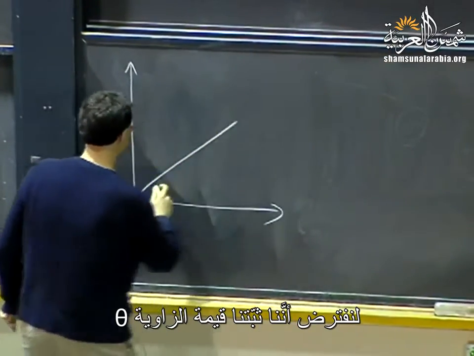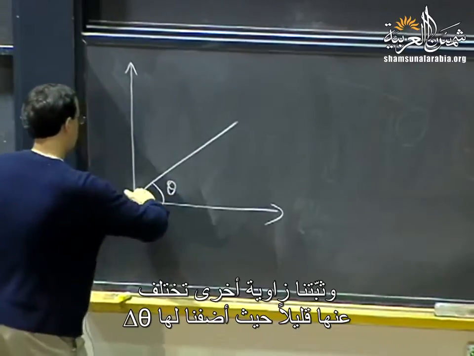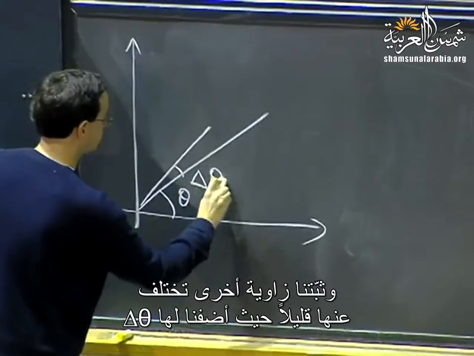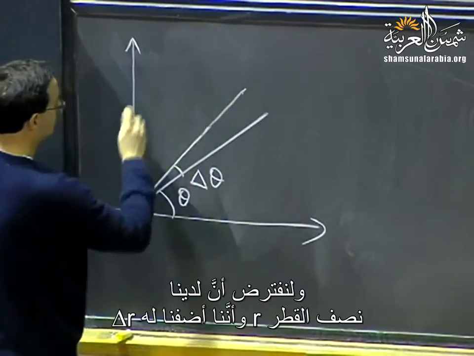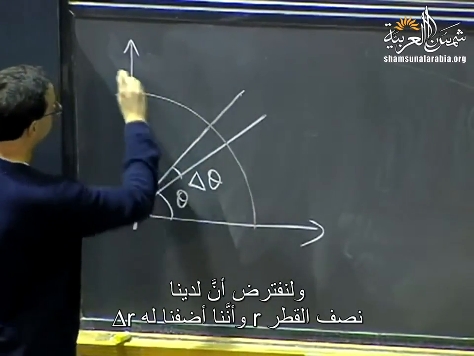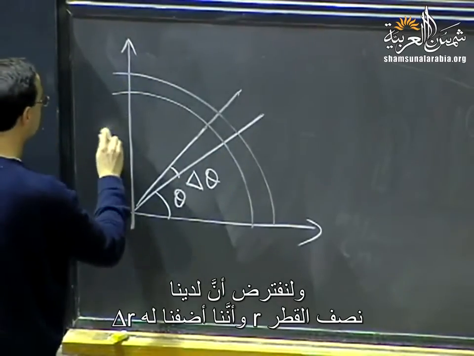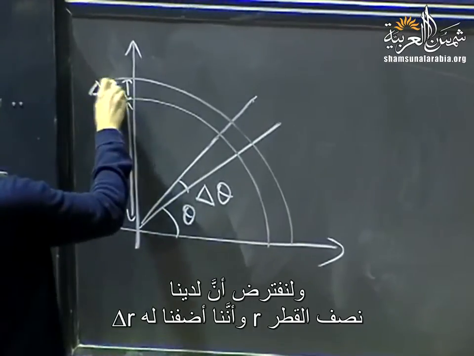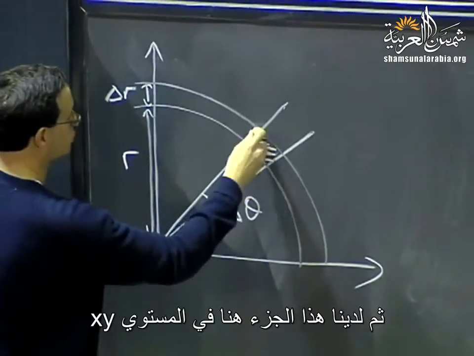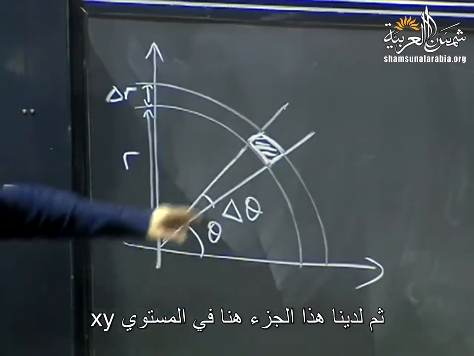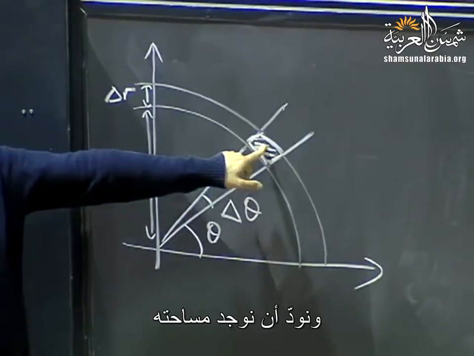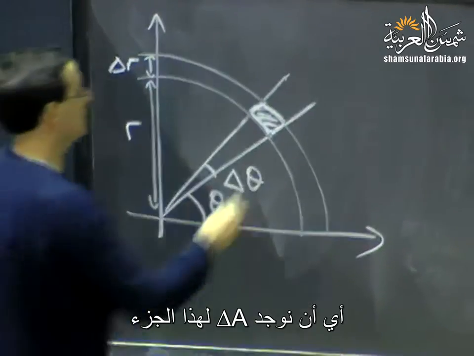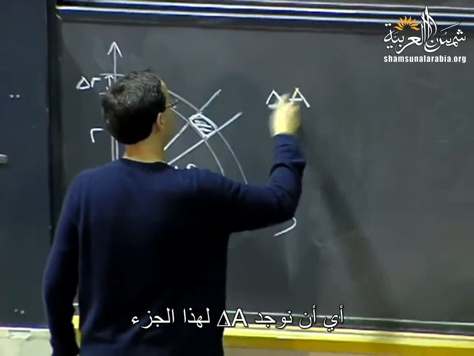So let's say that I fix an angle theta and a slightly different one where I've added delta theta to it. And let's say that I have a radius r and I add delta r to it. So then, I'll have a little piece of the xy plane in here, and I have to figure out what is its area. What is delta A for this piece?